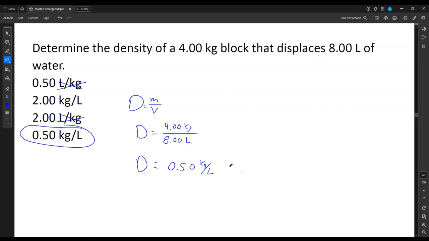Now this would be some object that is less dense than water, and so if we were to put it in water, it would float on top of the surface, or rather half on the surface, half under the surface.